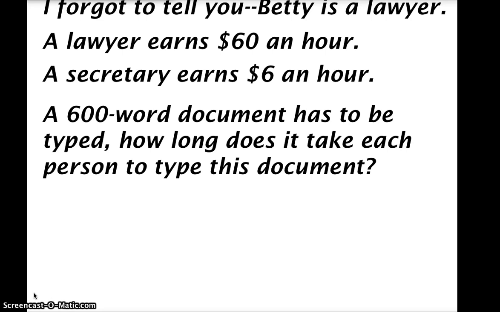So a 600-word document has to be typed. How long does it take each person to type this document? Well, if you do your math really quick, it should take Betty about 5 minutes because she types 120 words a minute, and it should take Jim 10 minutes, right?